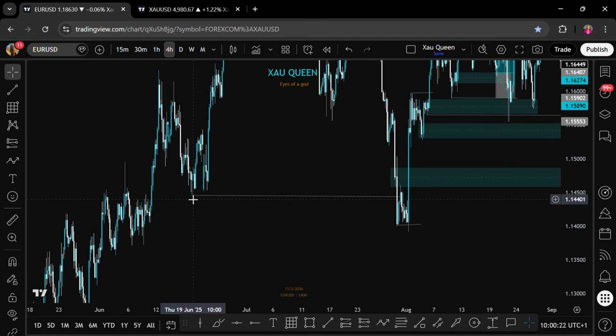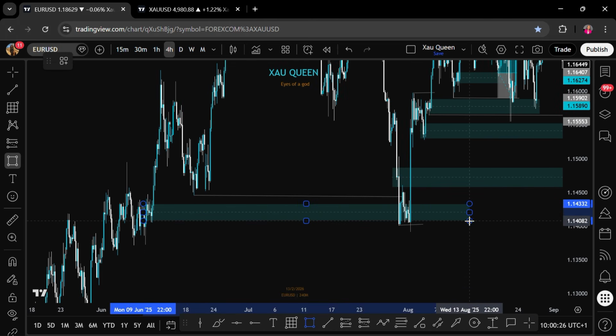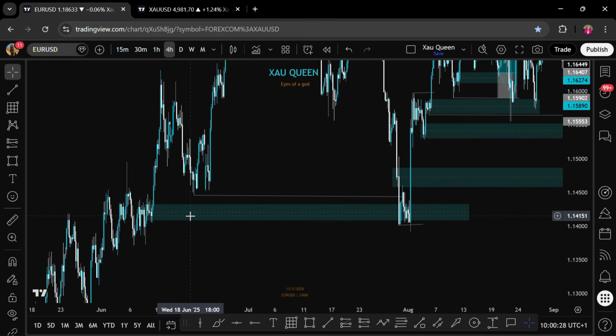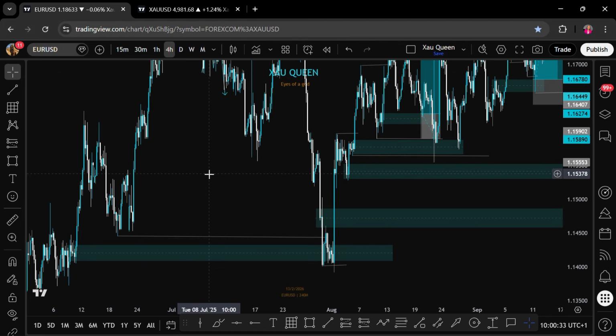Once you see them, just look for the POI that is closer to them. This is the nearest POI to this guy, and price came, tapped into it, and then moved massively. Yeah. So let us go to the next one.